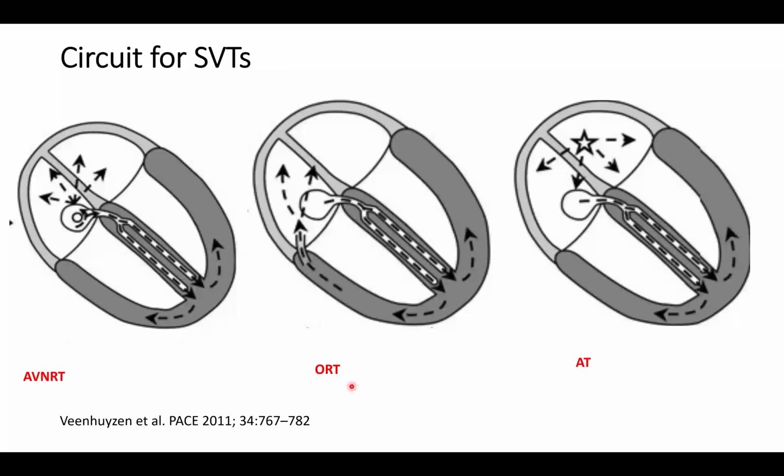Second, ORT, that is AVRT or orthodromic reentrant tachycardia, or even antidromic reentrant tachycardia. What do you mean by antidromic reentrant tachycardia? Antegrade conduction is through the pathway, which gives a wide QRS tachycardia, and retrograde conduction is through the node. But here also, both A and V are an essential part of the circuit. Third is AT, as I said, a single focus which is firing; few beats will conduct, few beats may not conduct down. That's why atrial tachycardia can be short RP, long RP, it can be anything, depending upon the atrial rate and how fast the conduction is through the AV node.